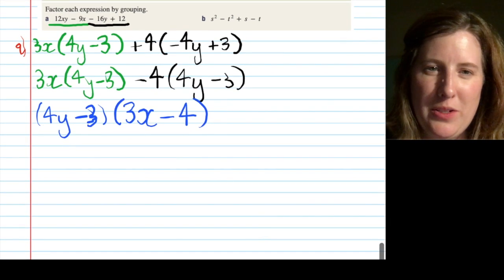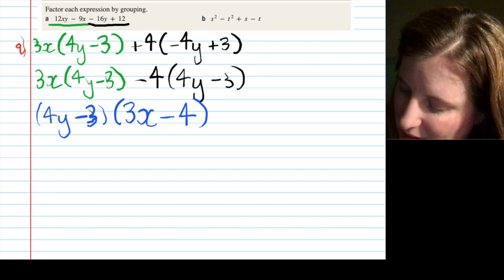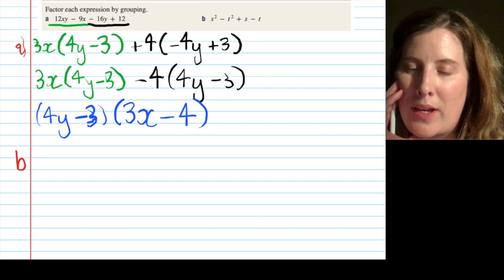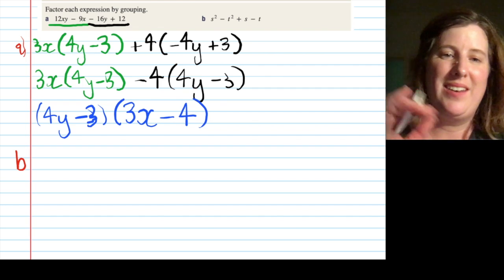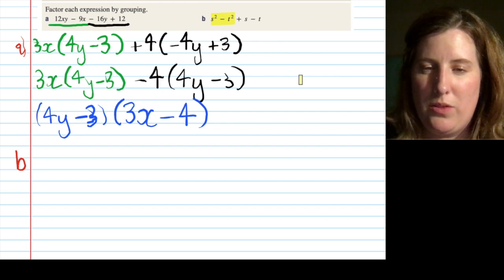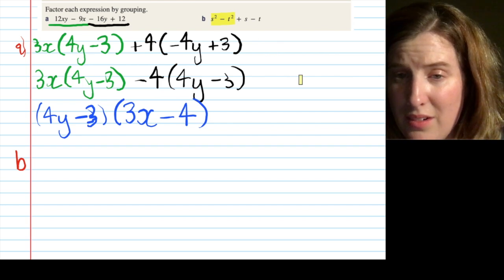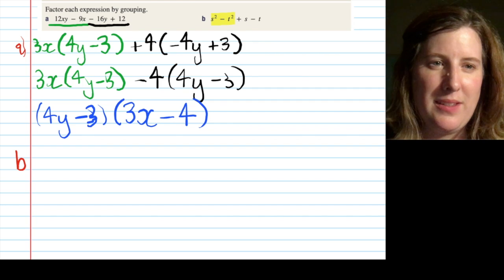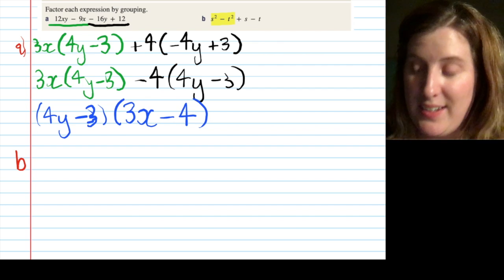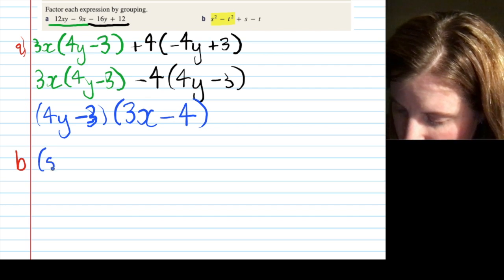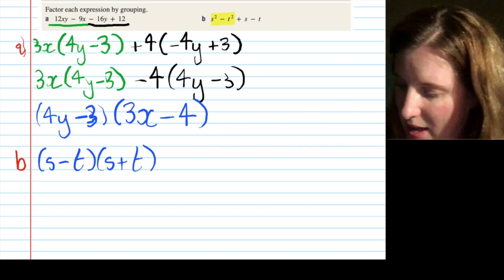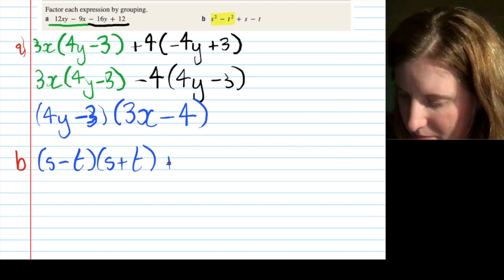Let's do another example. S squared take t squared plus s take t. Now, that's really confusing, but I'm looking at this and straight away I'm thinking that's a difference of 2 squares. The other bit's not, but that is. So I'm going to rewrite this as I've got my s squared take t squared. Well, that's s take t, s plus t, or the other way around. And then I've still got my plus s take t.